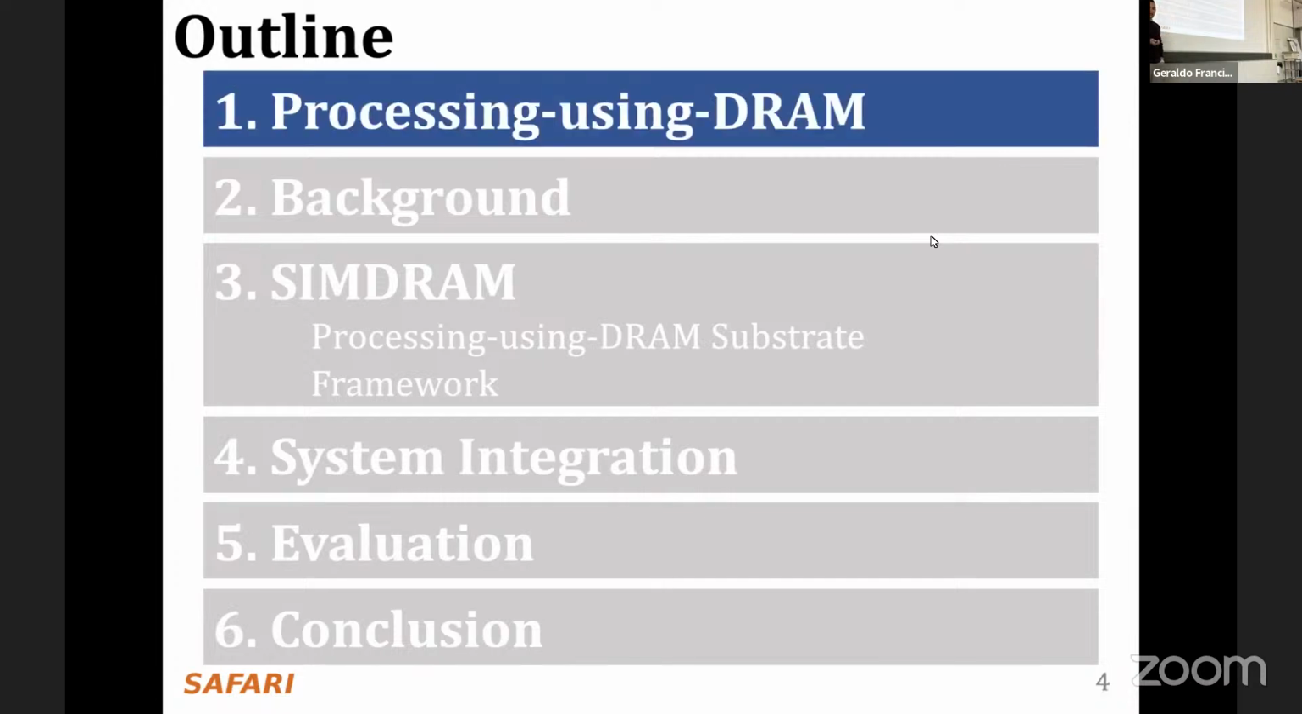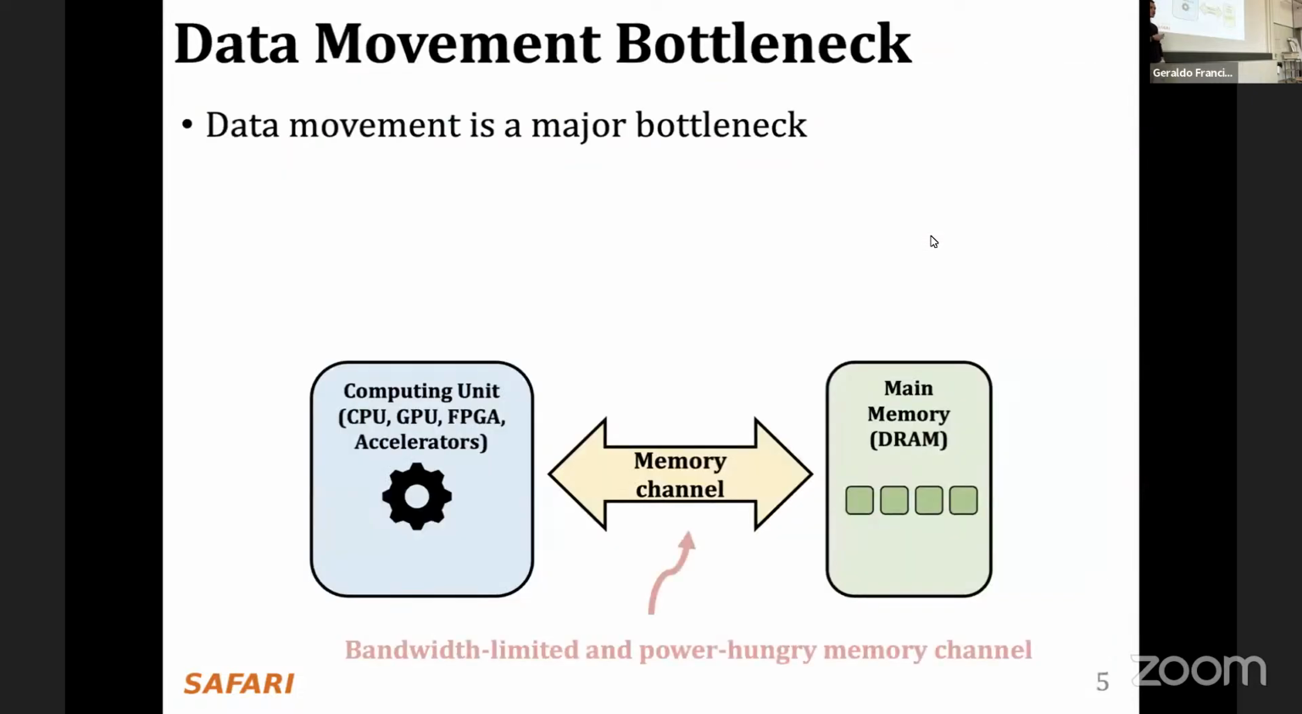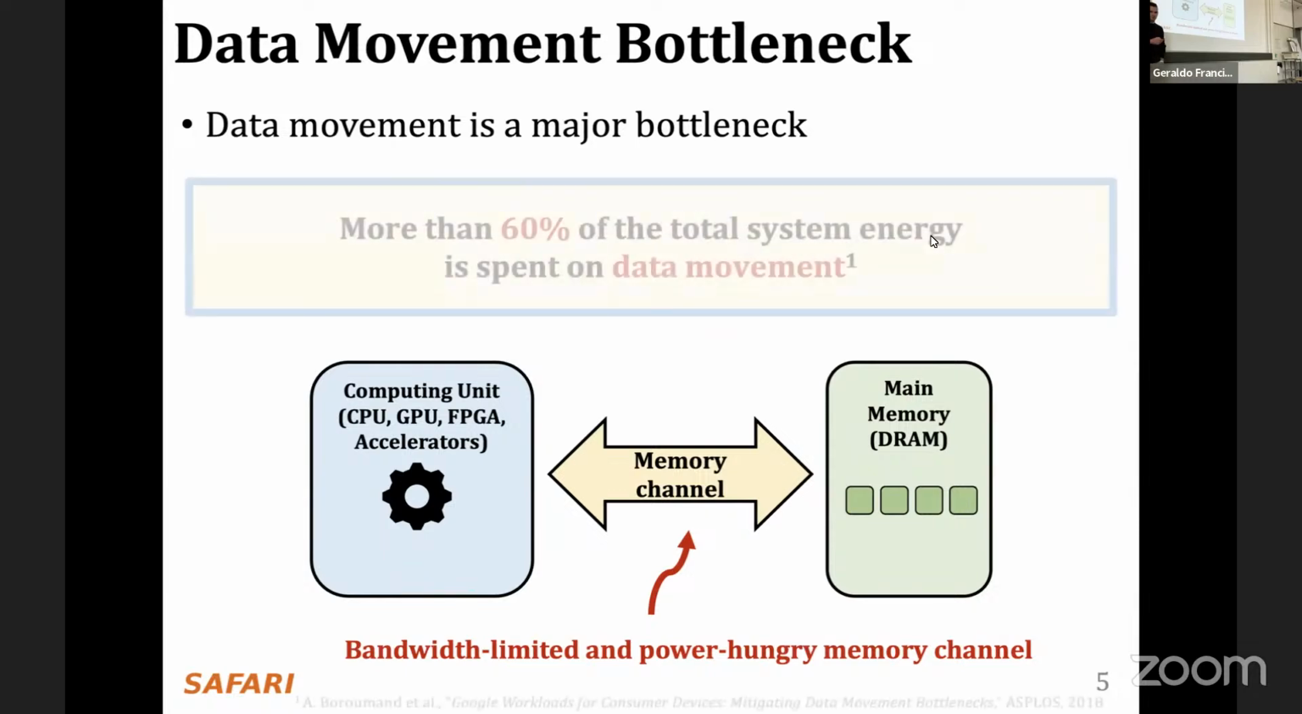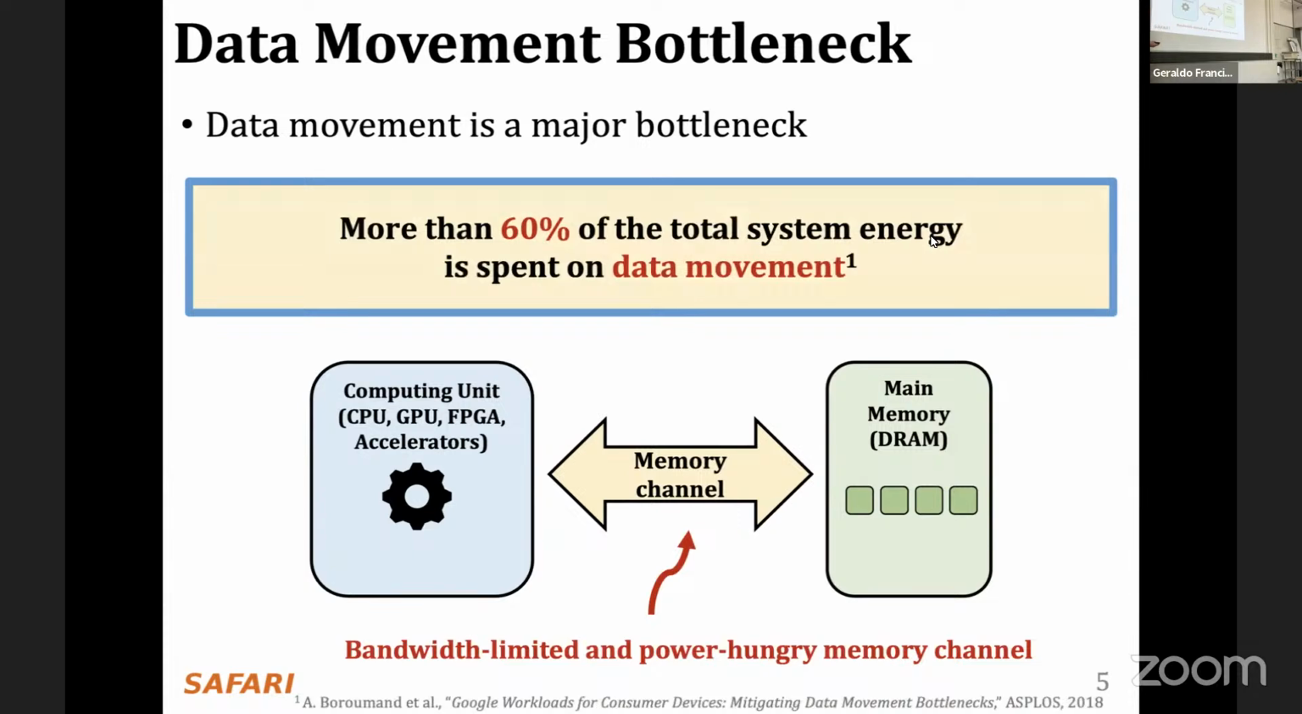Starting with processing using DRAM. As you probably already know at this point, data movement is a major bottleneck in current systems, because you need to move data through a power-hungry and narrow channel every time you want to compute something on your computing engine. Prior works have shown that in mobile systems, the energy consumed for data movement in several applications accounts for around 60 to 70% of the total system energy.